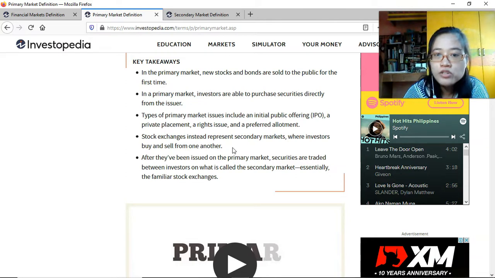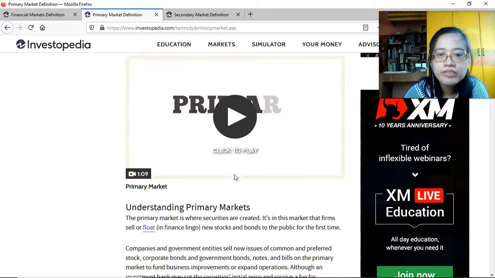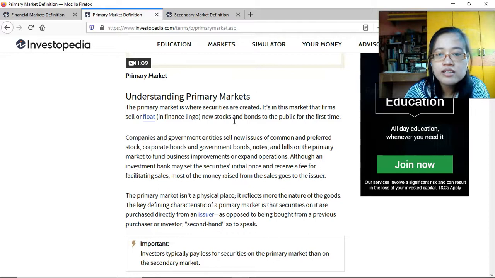Stock exchanges instead represent secondary markets where investors buy and sell from one another. After they've been issued on the primary market, securities are traded between investors on what is called the secondary market, essentially the familiar stock exchanges and other markets as well. Understanding the primary market, it is, again, where securities are created and sold for the first time directly from the issuer. It's in this market that firms sell or float new stocks and bonds to the public for the first time. Companies and government entities sell new issues of common and preferred stock, corporate bonds and government bonds, notes and bills on the primary market to fund business improvements or expand operations.